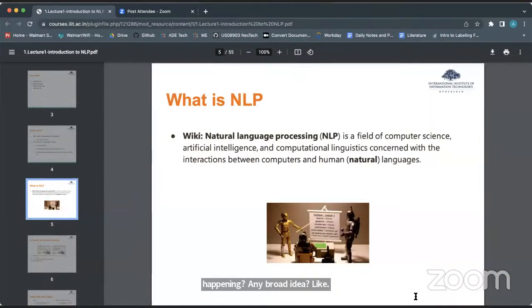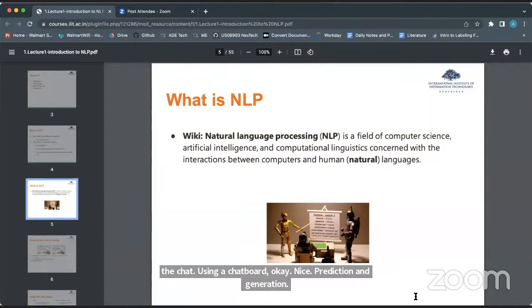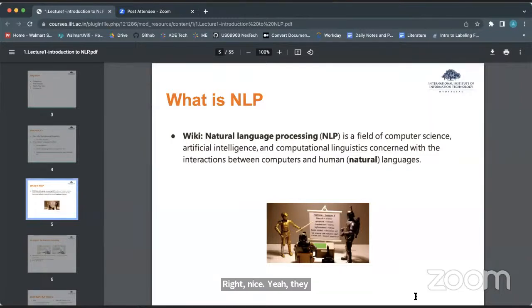Using a chat bot, okay, nice. Prediction and generation, right? Nice. Yeah, they trained the machine. Okay, AI bot. Okay, we know that it's an AI bot, Pawan, but what do you think is happening inside the AI bot? Previous knowledge, okay. Lots of data sets and modules, previous actions, okay. Yeah, pre-trained models. Okay, fine.